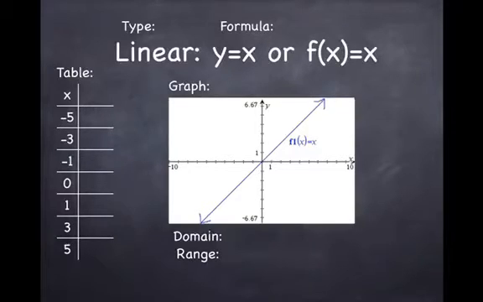Most of you should be very adept at filling out your linear tables. I've given you all the values here. If x is -5, your y is going to be -5. And if x is -3, y is -3 as well. Notice with our parent functions, we're not transforming our equations at all. This is just what the basic function looks like.